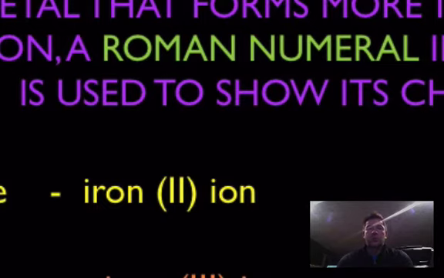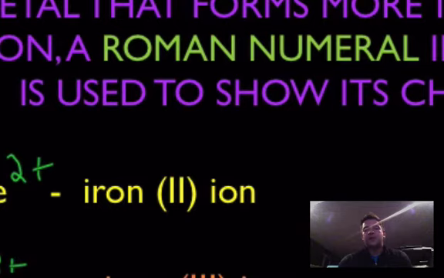What happens when there are metals that have more than one cation forming? Some metals on the periodic table have more than one charge, and I have one example here: iron has more than one cation. So iron 2 ion is going to have a 2 plus charge, and iron 3 ion is going to have a 3 plus charge. Now we have two forms of iron ions.